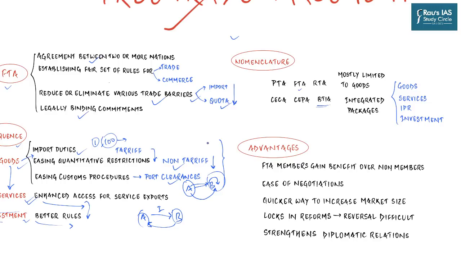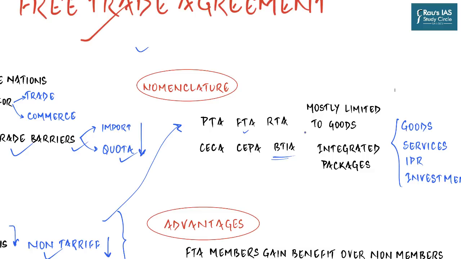Now moving on to the question which often baffles the aspirants, which is what are the differences between all these six terms? What is this PTA, FTA, RTA, SEPA, CISA and BTIA? And so you can clearly see that I have written three names above and three names below because they can be clearly demarcated from each other in two groups. The first group involves more traditional forms of agreements, which are preferential trade agreement, free trade agreement and regional trade agreements. All these three mostly are limited to the exchange of goods.